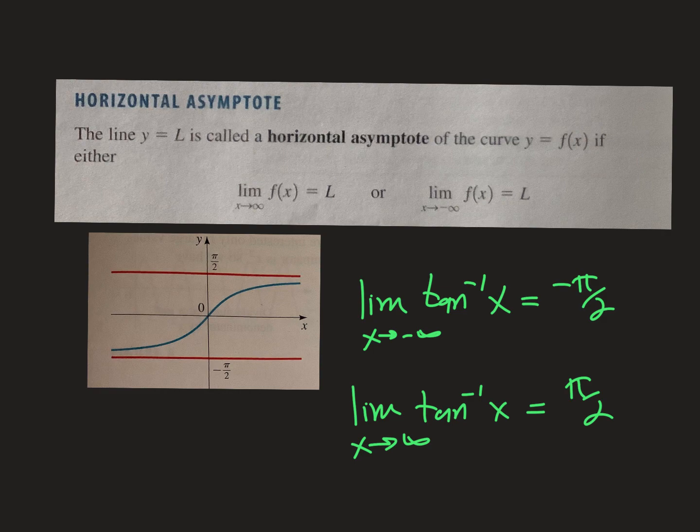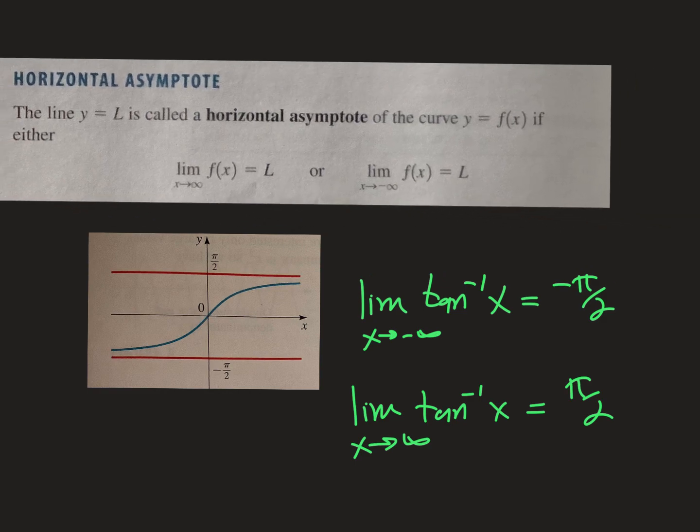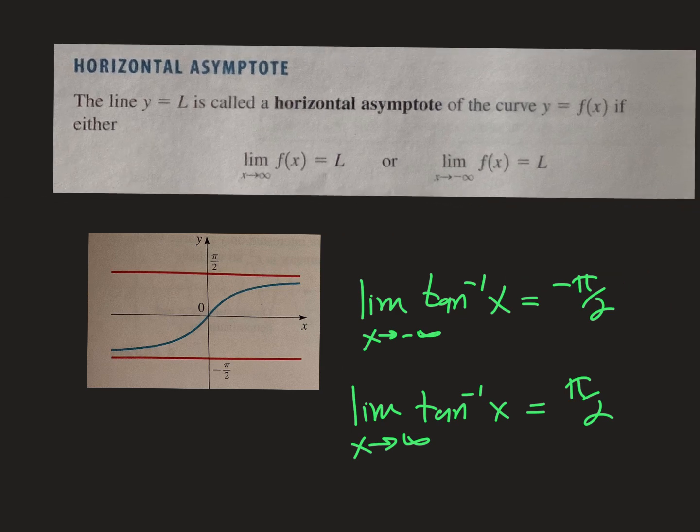The line y = L is called a horizontal asymptote of the curve if either you go to positive infinity and you get L, or you go to negative infinity and you get L. Either way, if that limit exists, then you have a horizontal asymptote.